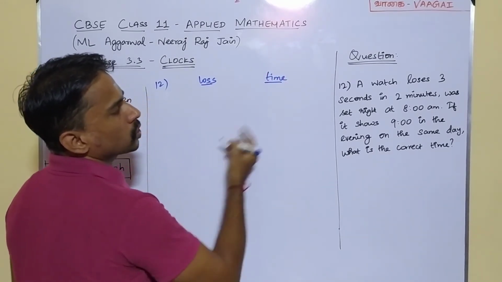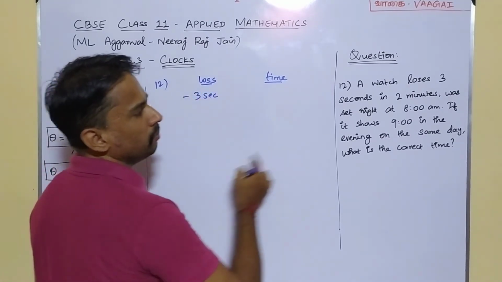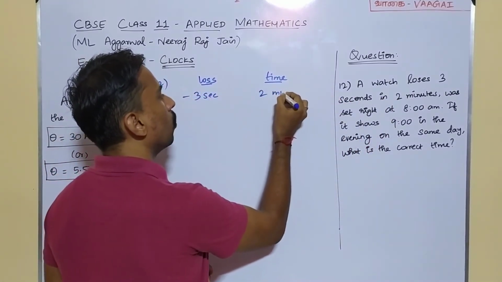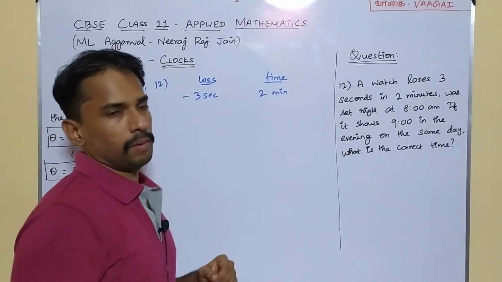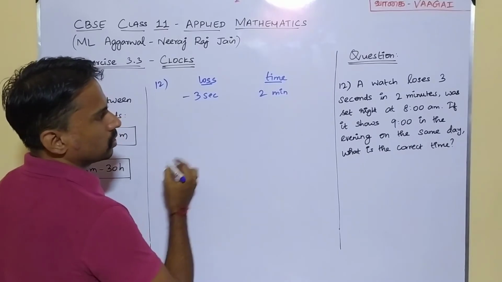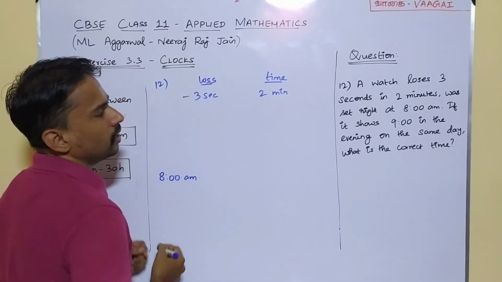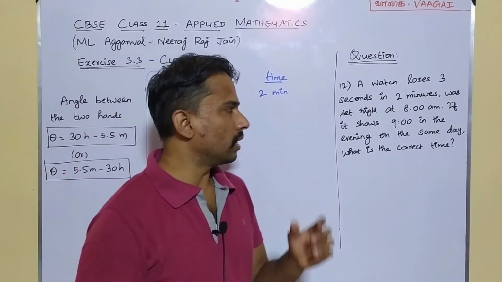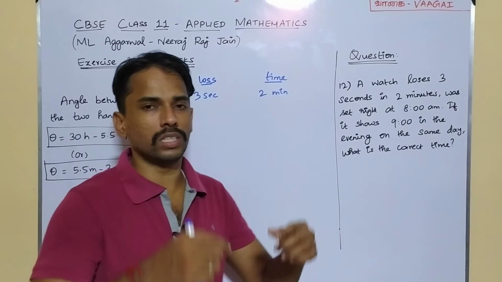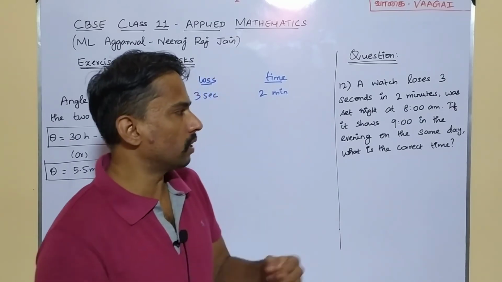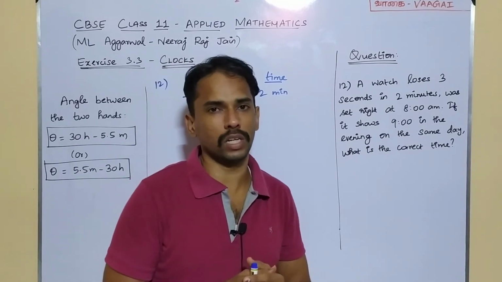So this watch is losing 3 seconds. So that means minus 3 seconds in how much time? In 2 minutes they gave. Fine, we are noting it. And it was set right at 8 a.m. So morning 8 o'clock it was set right. And if it shows 9 o'clock in the evening of the same day, then what is the correct time? This is the question.